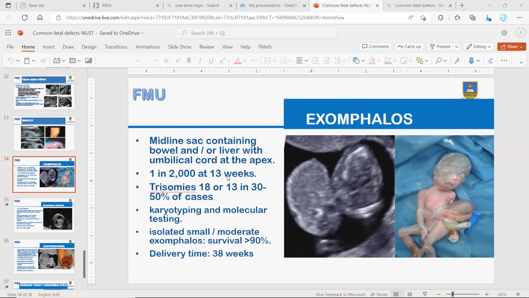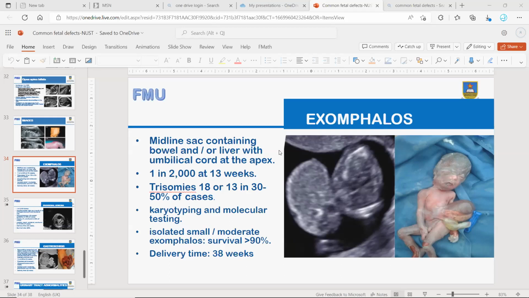Exomphalos, how common are they? They are as common as 1 in 2,000 at 13 weeks. However, if you look at the prenatal figures, they look like they are rare. Why? Because exomphalos babies are associated with trisomy 18 or 13 in 30 to 50% of the cases. So most of these babies are miscarried or terminated in countries that have got early prenatal diagnosis. And the reportage at birth underestimates the actual problem for fetal medicine people like us. So for you, you have to know that this is as common as 1 in 2,000.